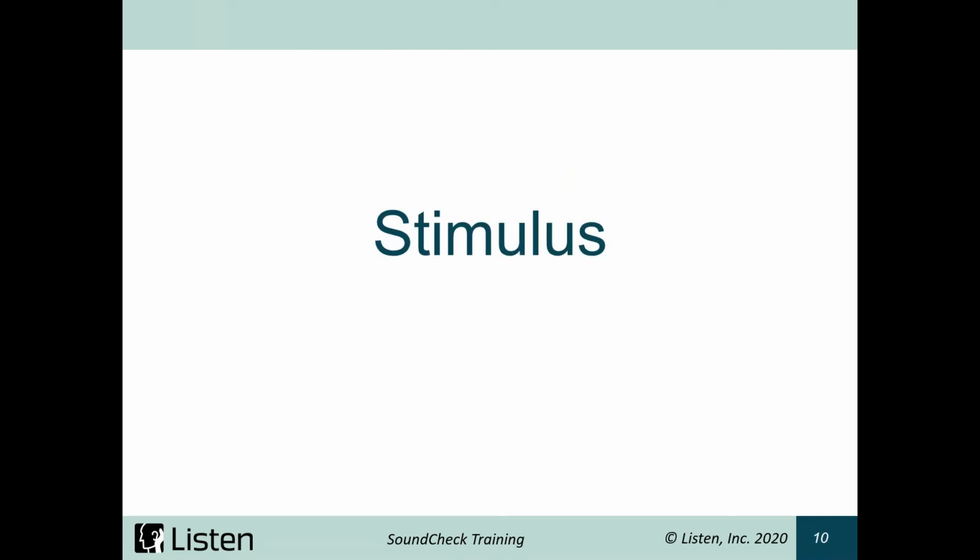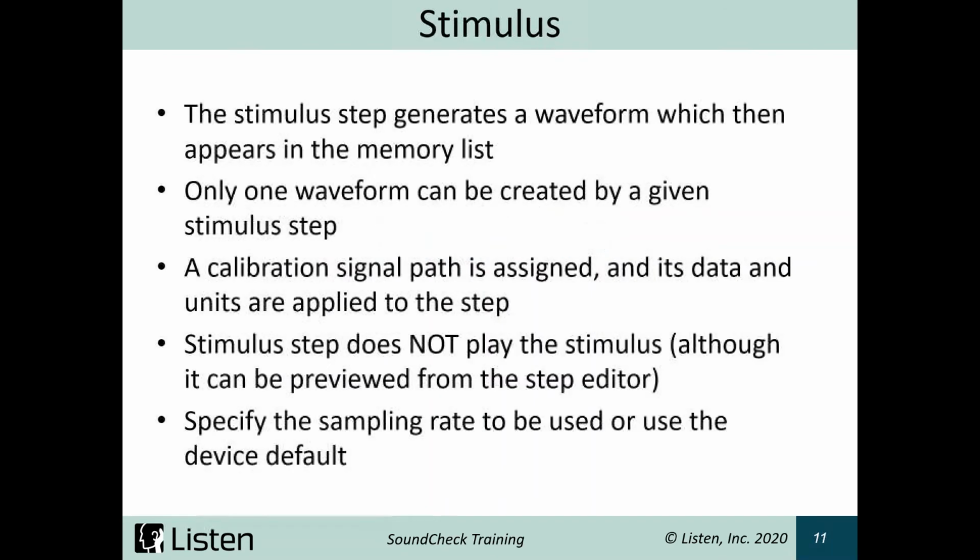The first step type is stimulus. The stimulus step generates a waveform which then appears in the memory list. Only one waveform is created by any stimulus step. If I needed to create 8 discrete waveforms to be played out of a device at the same time, even though they're playing out at the same time, I would need to set up 8 different stimulus steps to create those in memory.